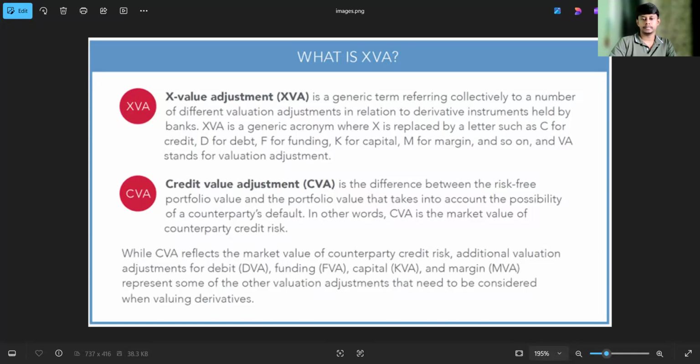XVA. So today we are going to discuss XVAs. First we will start with the hook.